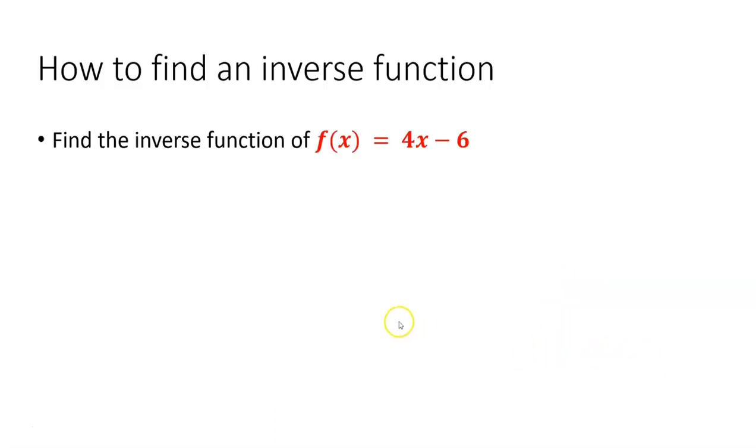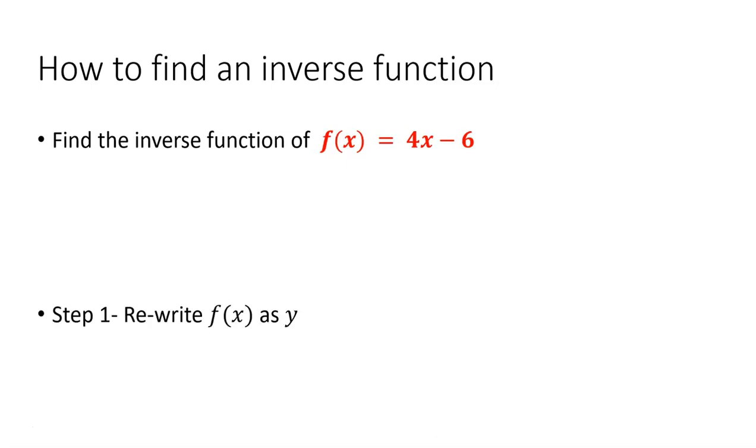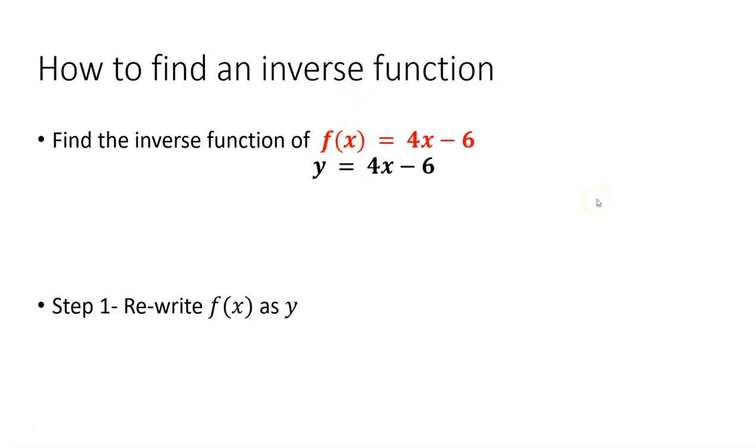So let's start with a function, f of x equals 4x minus 6, and we want to find what its inverse function buddy is. Our first step is to rewrite f of x as y. Remember, f of x is just a fancy way to say y. So we'll change the f of x to a y. Y equals 4x minus 6.